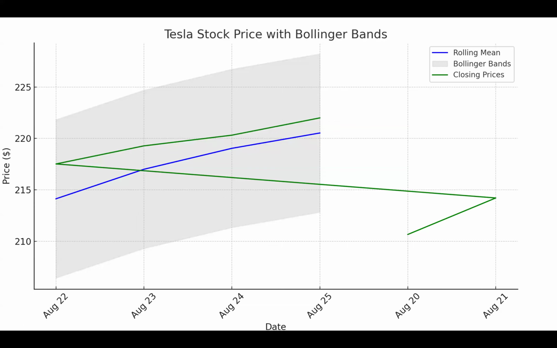This is Tesla stock price with the Bollinger bands. In blue, you see your rolling mean. You see our closing price fluctuating between $210 and $225. And this is for this past year. Remember, we looked at a 52-week span.